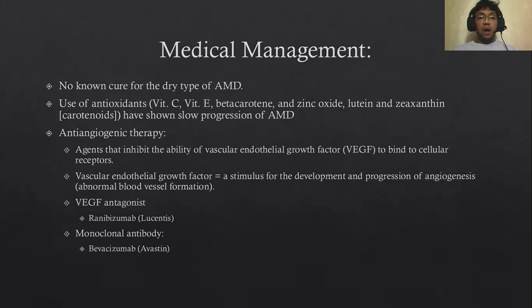So medical management, there's no cure for this. Use of antioxidants such as vitamin C, vitamin E, beta-carotene, zinc oxide, lutein, zeaxanthin, or carotenoids have shown to slow down the progression of AMD. So they need to eat fruits that are high in vitamin C, vitamin E, the orange type of fruits and vegetables are the ones high in beta carotene, like carrots and others. They need to eat those type of foods. We need to teach those to the patient.